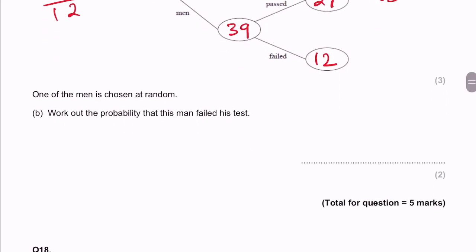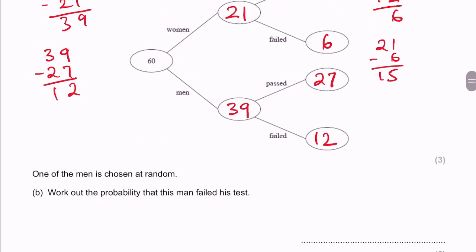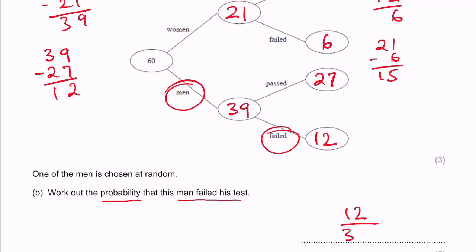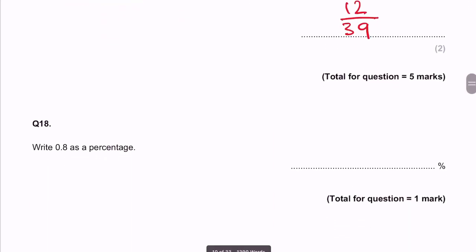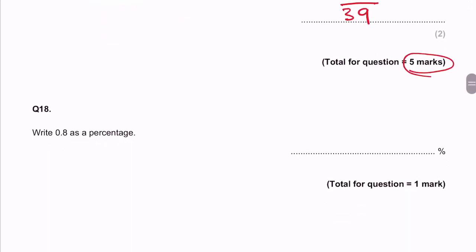Part B, one of the men is chosen at random. Work out the probability that this man failed his test. So one of the men is chosen at random. So we're looking at men only. And what is the probability that this man failed his test? So failed is 12, out of the men altogether, there are 39 men. Because it says a man is chosen at random, not the total population. And this question was worth 5 marks altogether.